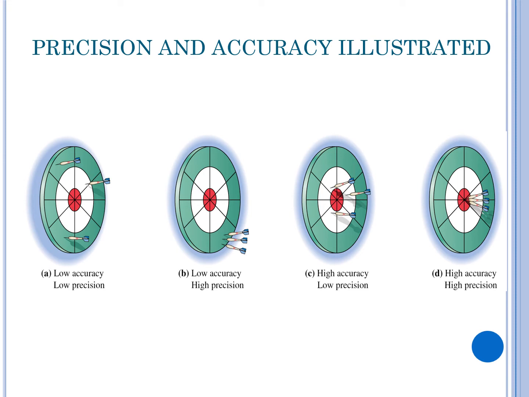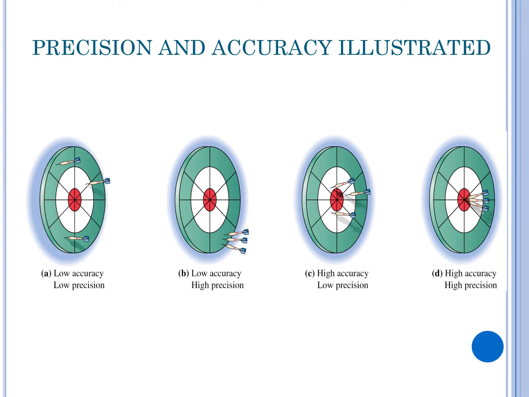Now this shows that we have high accuracy because all the arrows go near to the target, but somehow it has low precision because the samples themselves are far from each other. And this is high accuracy, high precision, where the arrows hit the target itself and the samples among themselves are close to each other. Okay, so look back at the meaning.